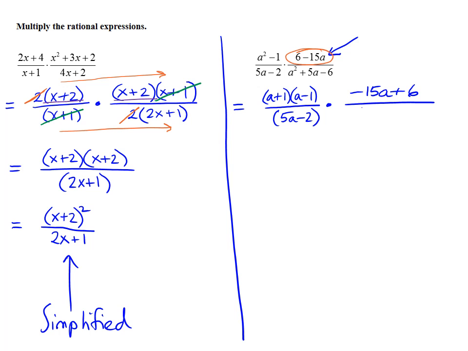The denominator I can factor. It's in descending order. I'll factor that to a product of binomials, a, and then minus 6. If I factor that, I want one of each sign, a positive and a negative. If I want a positive 5, I want a plus 6 and a minus 1.